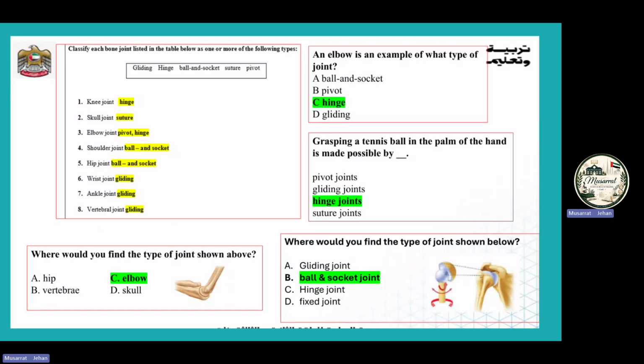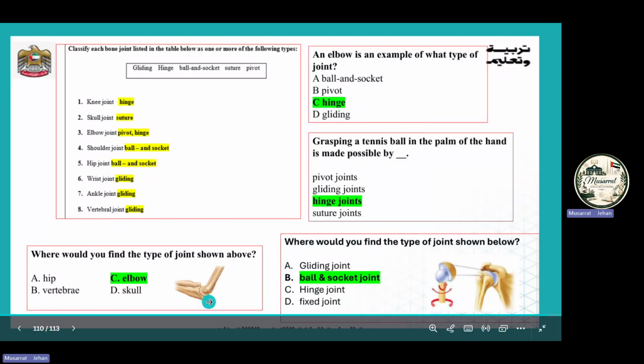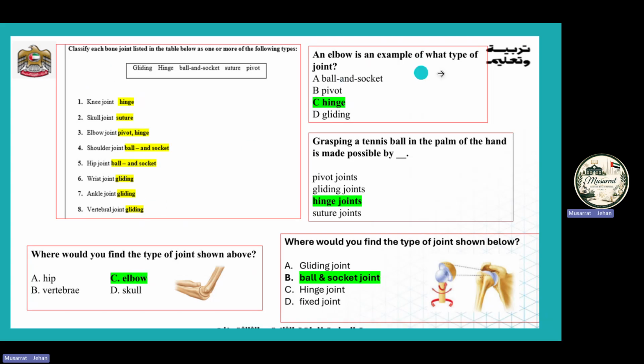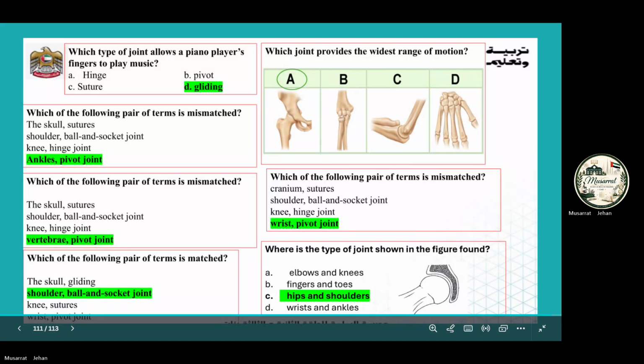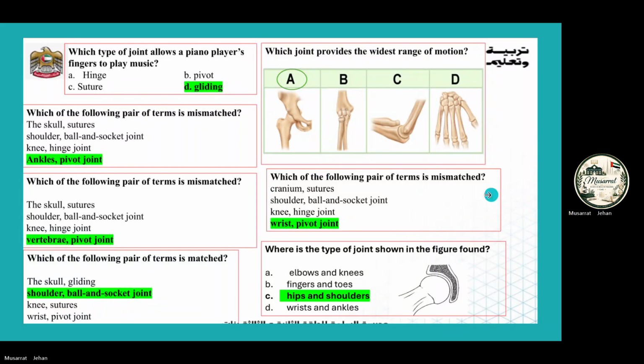Now here are some questions based on it. What is this kind of joint? It is the elbow. Here you have the different types. Elbow is an example of hinge. Grasping a tennis ball in the palm is made possible by hinge because your fingers are moving. Hinge joint. This is ball and socket joint in the shoulders. Widest motion is ball and socket, which is mismatched. Wrist is not a pivot joint, right? Cranium, suture. Cranium is the skull. Cranium and sutures is correct. Shoulder and ball and socket is correct. Knee and hinge, only this is not correct.